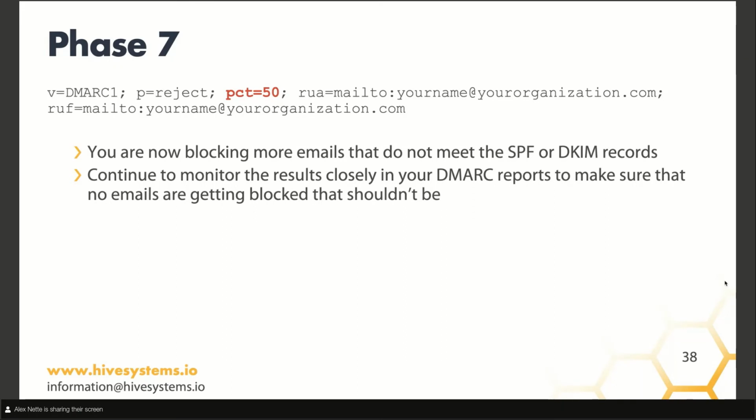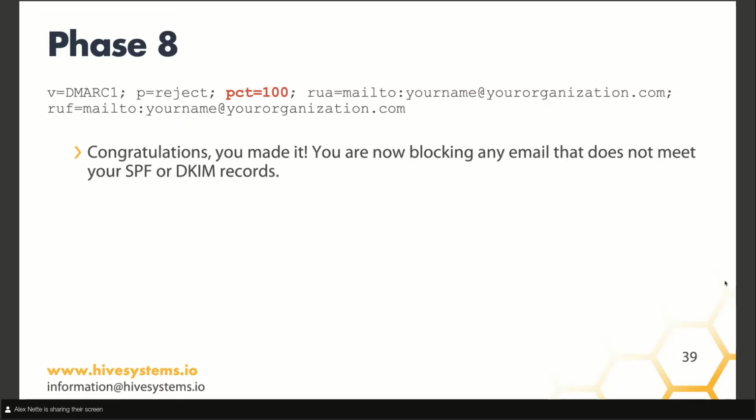On to the final or phase 7 here, where you're moving that percent up to 50. So you're blocking more emails that do not meet that SPF or DKIM record criteria. And you'll want to continue to monitor the results in your DMARC reports. Finally, the last step, p=reject and pct=100, you've made it. And you're now blocking any email that doesn't meet your SPF or DKIM records.